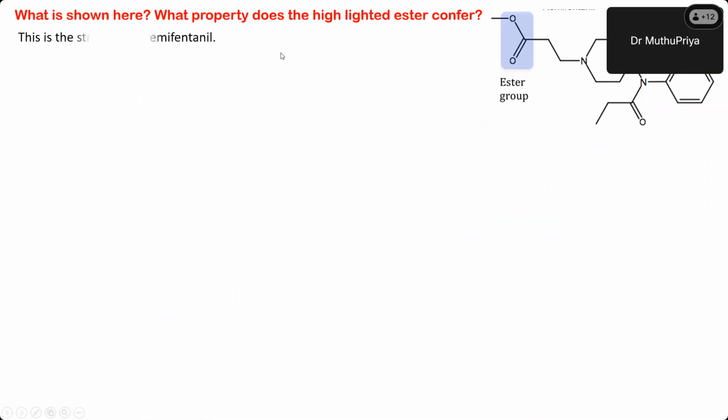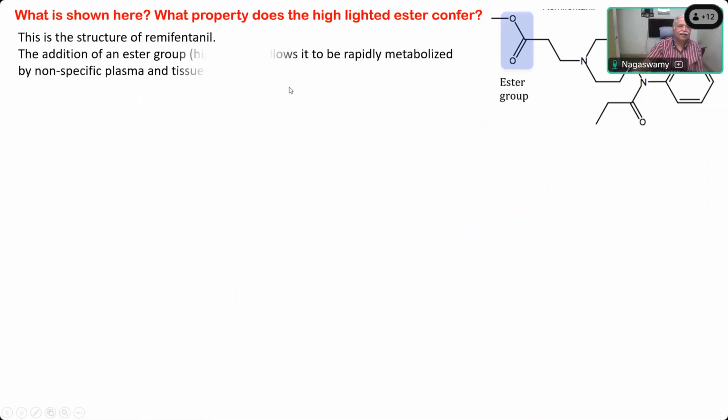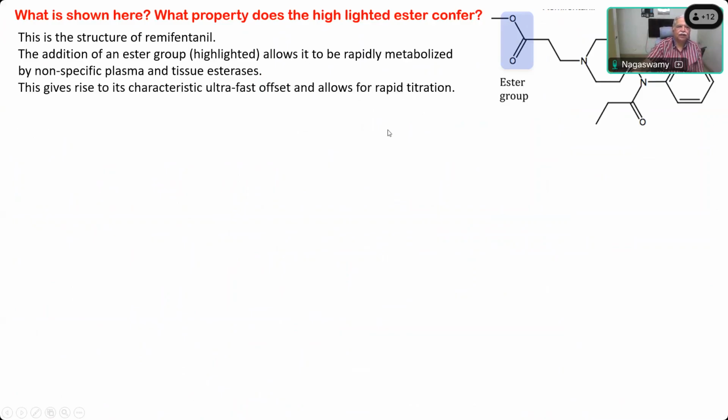That is the clue. So this is the structure of remifentanil, and the addition of an ester group helps it to be rapidly metabolized by non-specific plasma and tissue esterases, because this ester has to be metabolized. So esterases help to metabolize this drug. Okay. It gives rise to the characteristic ultra-fast offset and allows for rapid titration.